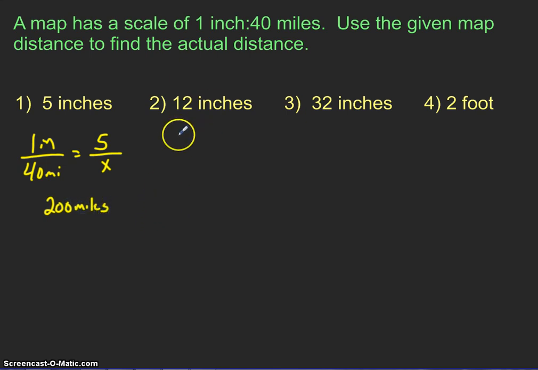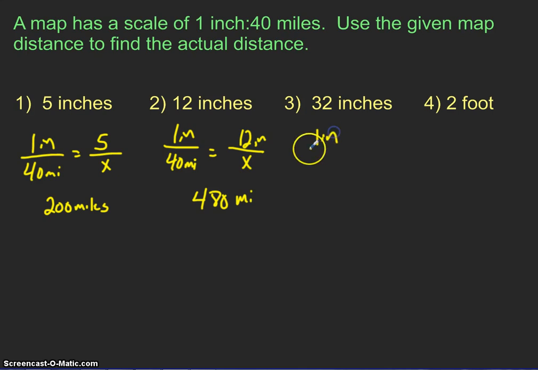Okay, let's look at this one. Use the same scale, the same ratio, 1 inch to 40 miles, equals, well, I'm looking for the actual distance, which is on the bottom. The map distance is 12 inches. Inches matches with inches on top, so this must be miles down here. 1x is equal to 12 times 40, which is 480 miles.